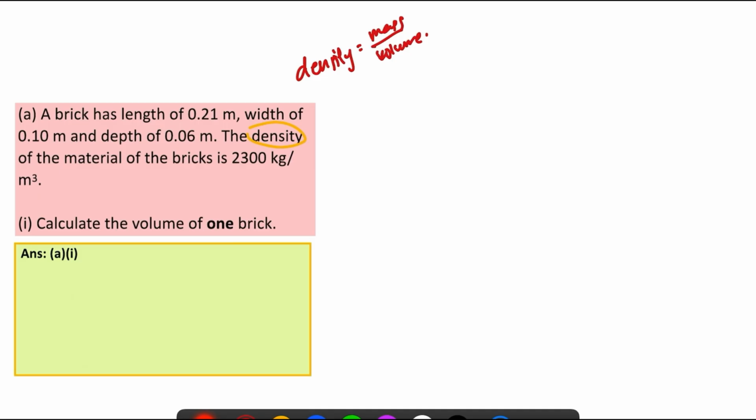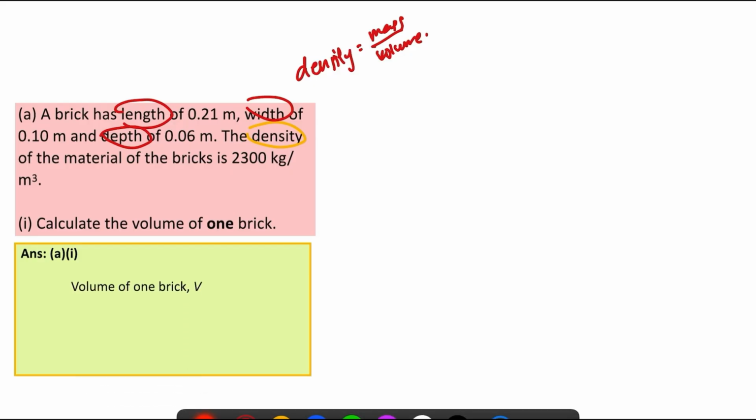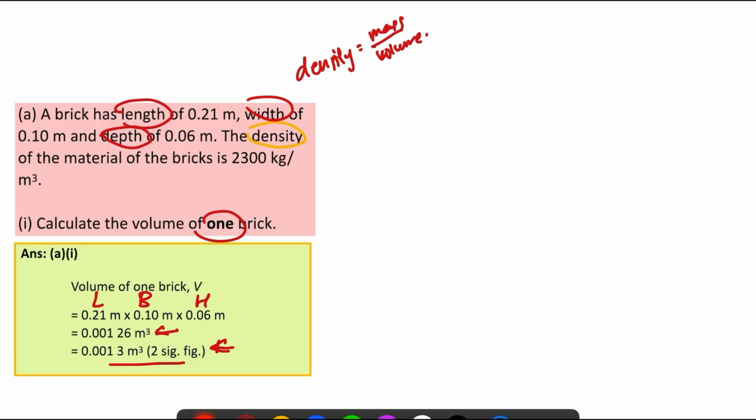Calculate the volume of one brick. Since we are given the length, width, and depth, that means we need to use length times breadth times height to find the volume of the brick. Multiply them together, make sure the units are corresponding. Everything is in terms of meters. Calculate it, we get the volume in cubic meters, correct it to 2 significant figures. This is our answer, the volume of one brick.